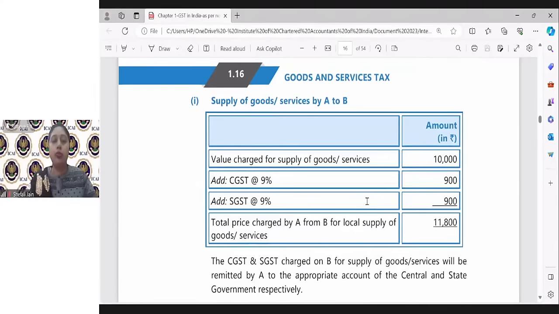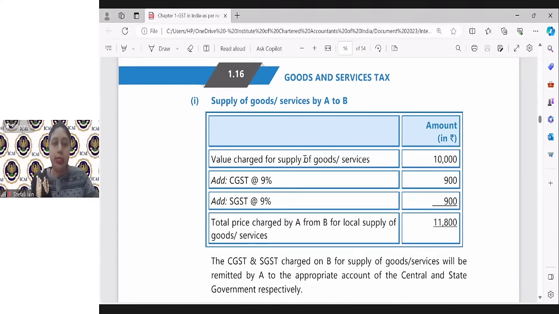Okay. First of all, I said that in illustration 2, there are two supplies: supply from A to B and supply from B to C. Both these supplies are intrastate supplies. That means they are being undertaken in a single state. Goods or services are being supplied within the same state from one person to another. So the value charged for the supply is 10,000 rupees.